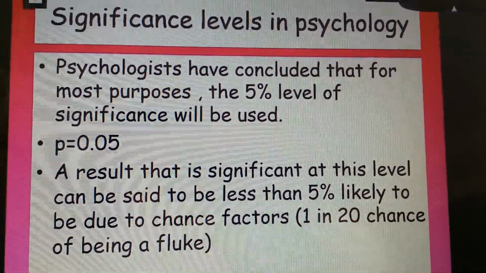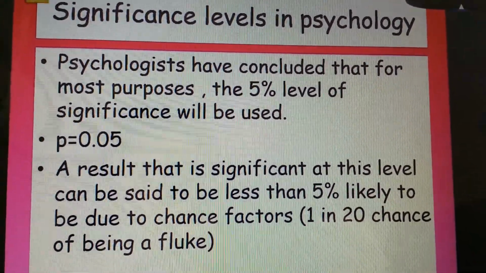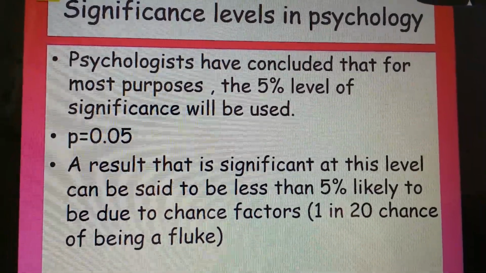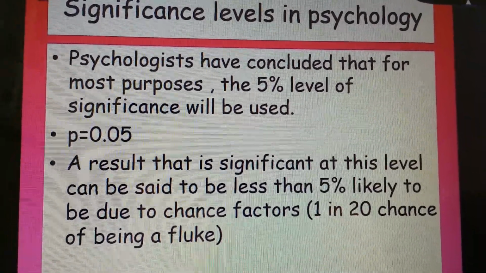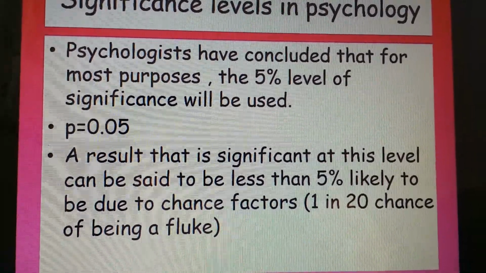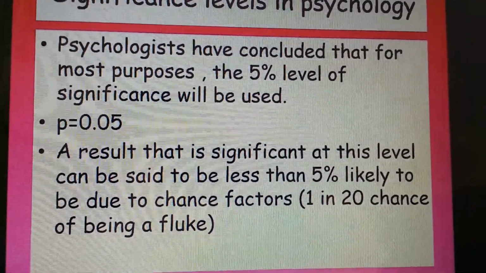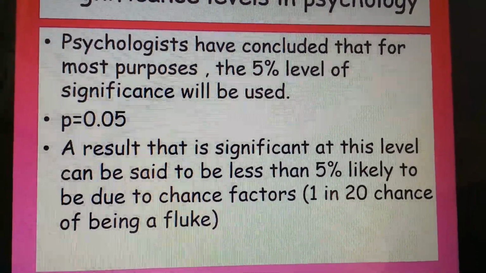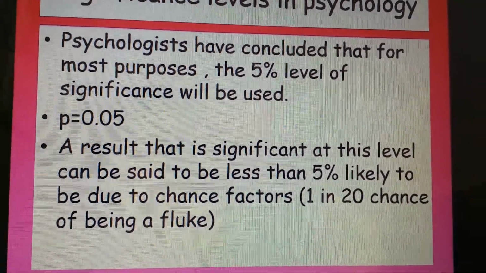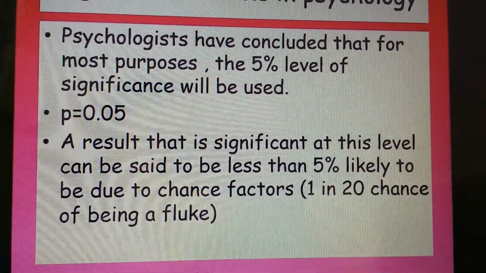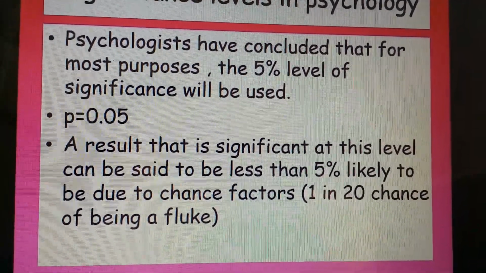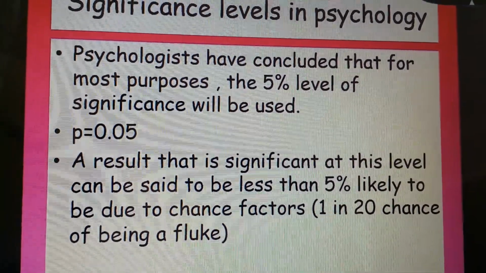So, psychologists have concluded that for most purposes the 5% level of significance will be used. Remember that 5% equals 0.05. This means that we are 95% certain of our results, and that there is a 5% chance that our results have occurred due to error or chance. A result that is significant at this level can be said to be less than 5% likely to be due to chance, a 1 in 20 chance of being a fluke.